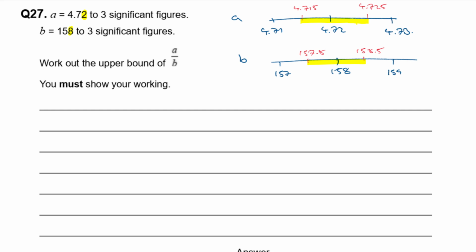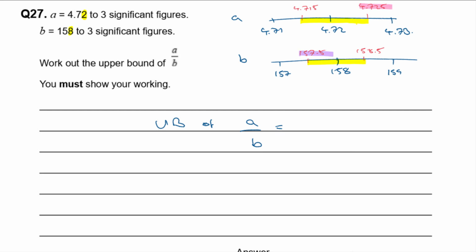Okay, so I've got my upper and lower bounds for both A and B. Now I need to work out what is the upper bound of A over B. Okay, now I've got a fraction. To make the fraction as big as possible, I need the biggest possible numerator and the smallest possible denominator. Remember, a half is bigger than a third, so the smaller the denominator, the bigger the fraction. So if I want the upper bound of A over B, I need big A, little b.